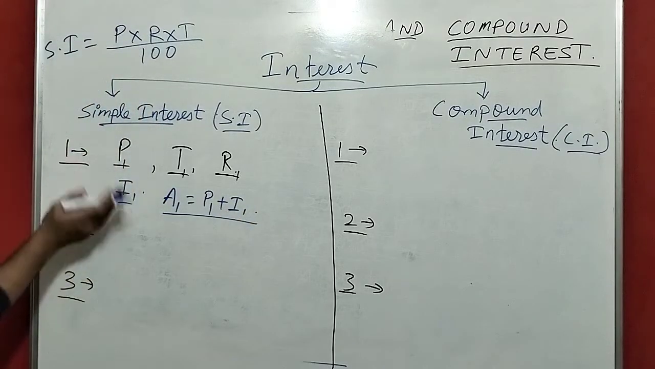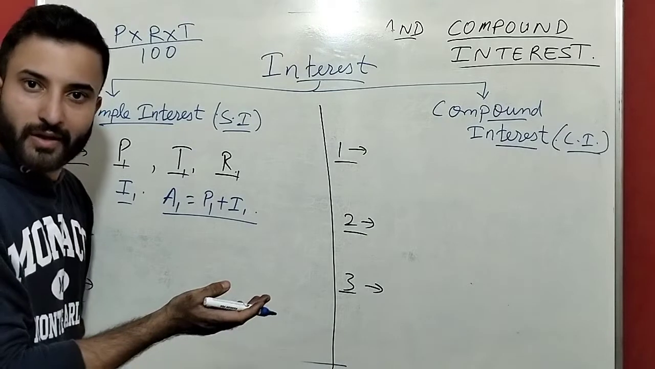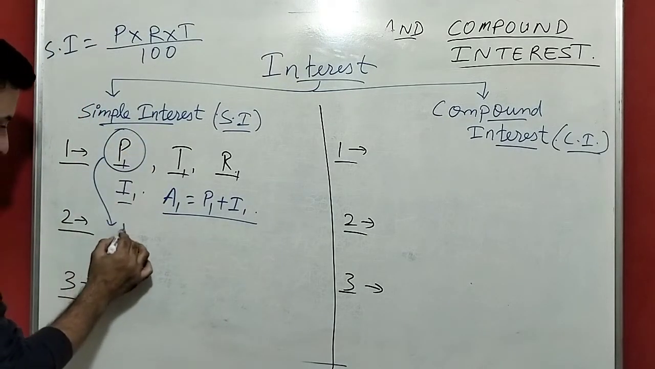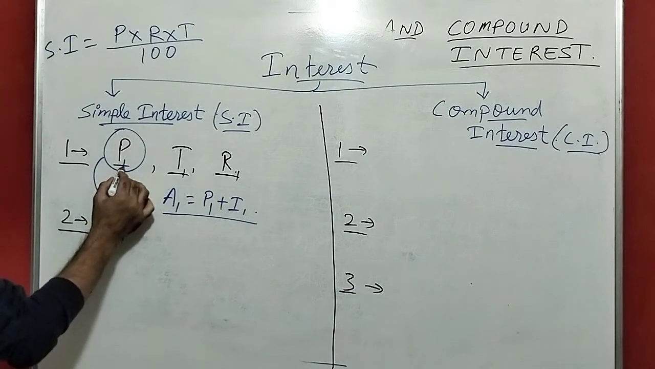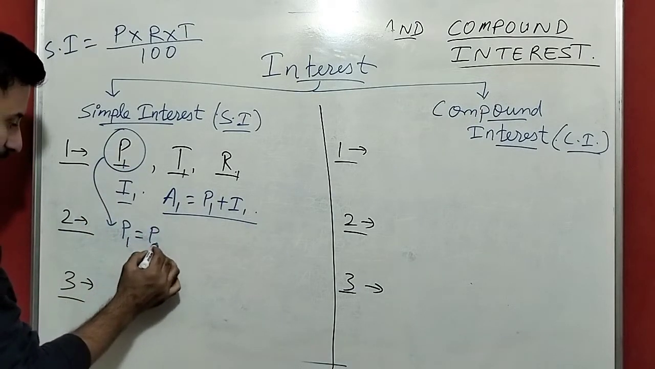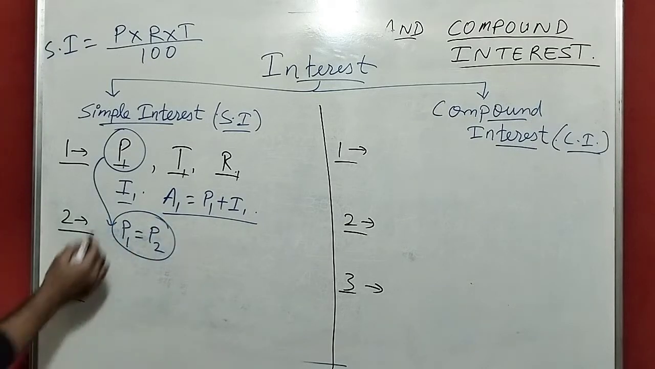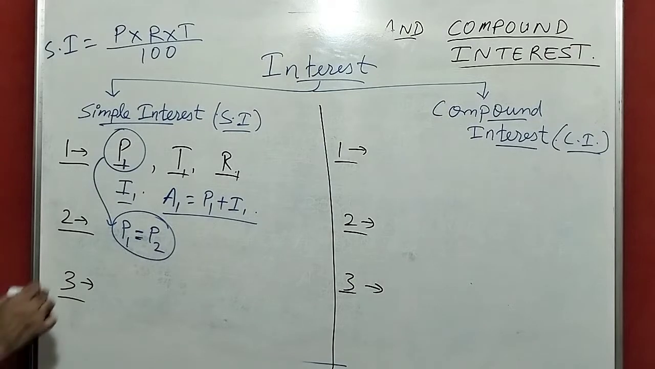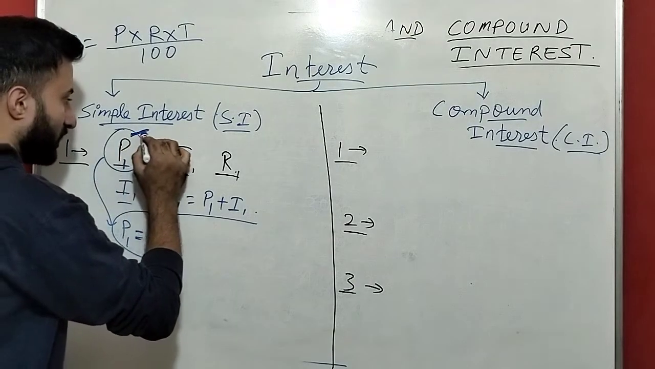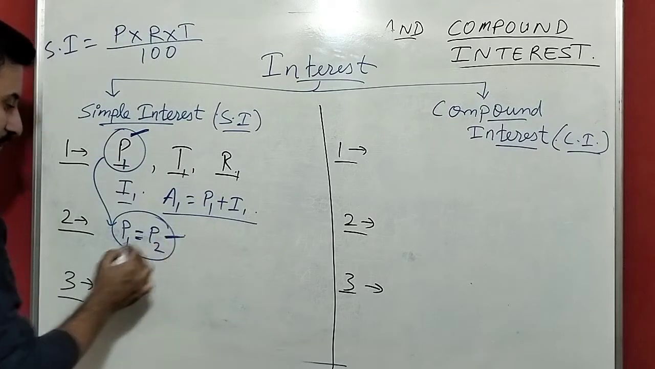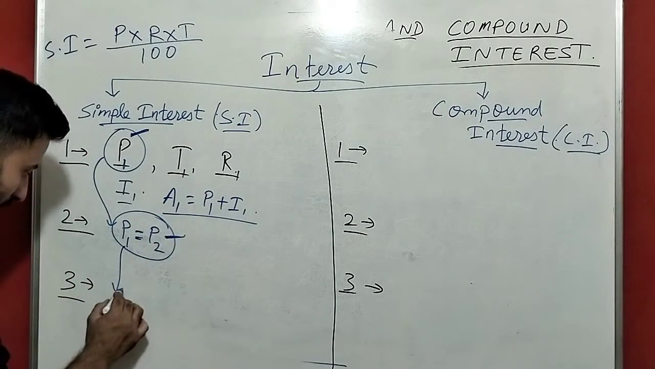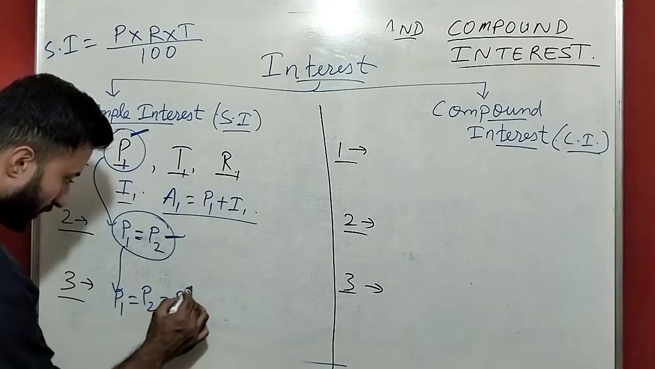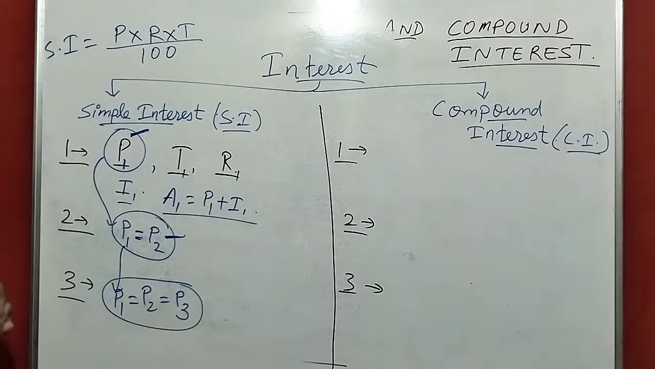When we go for the second year, this principal will remain the same. The P1 principal will remain the same as P2. Means the first year principal will remain the same as the second year principal. Whatever principal we took in the first year, the same principal we have to take for the second year. The same principal will come for the third year. Principal 1 equals principal 2 equals principal 3.